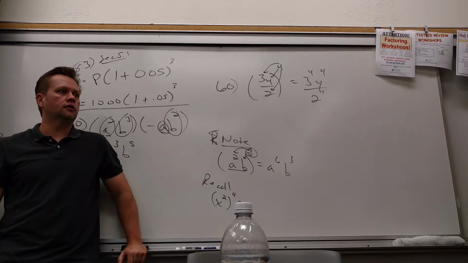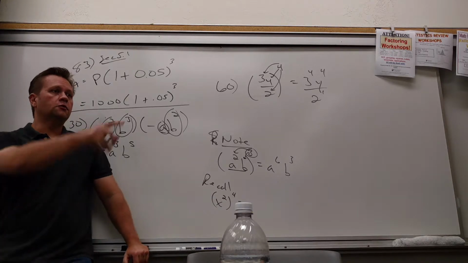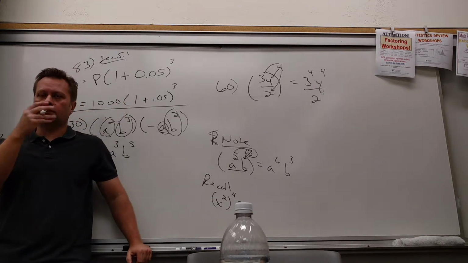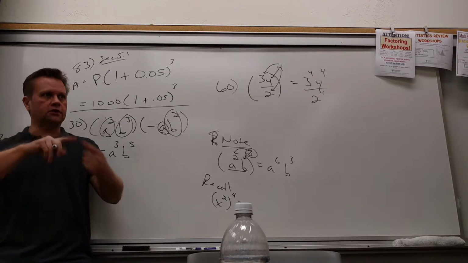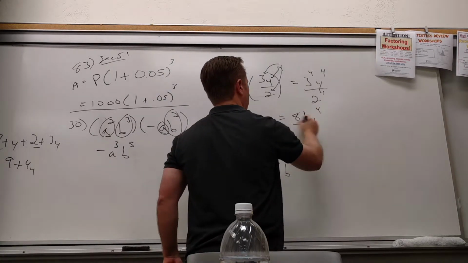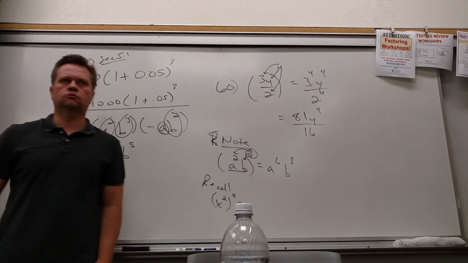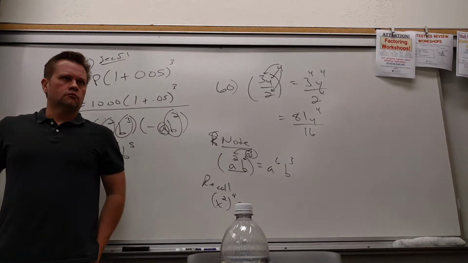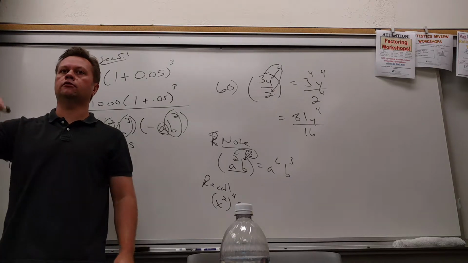Is that how it should be answered? No, I'm not done. That's the next step. Christina's like, come on, dude, we know what 3 to the fourth is. What is 3 to the fourth power? 81. 3 times 3 times 3 times 3. So it's 81, y to the fourth, over 16. 2 times 2 times 2 times 2. But the first step is key. You've got to distribute that power through.